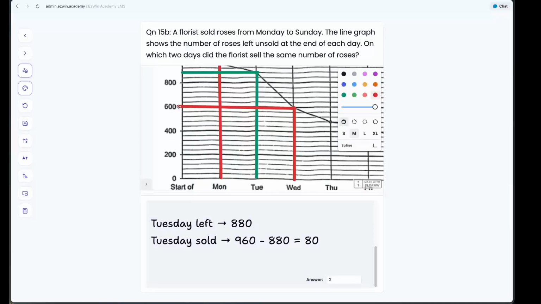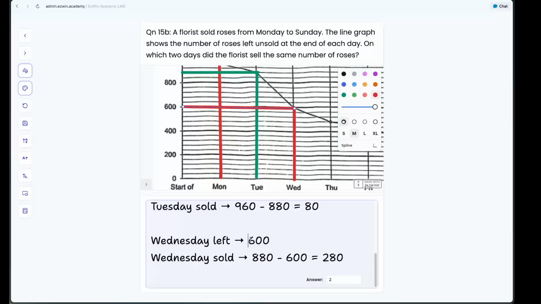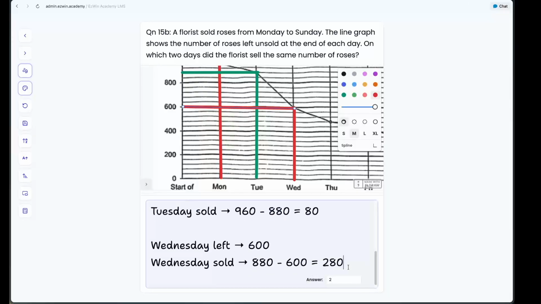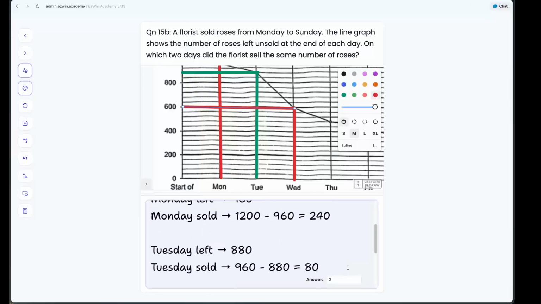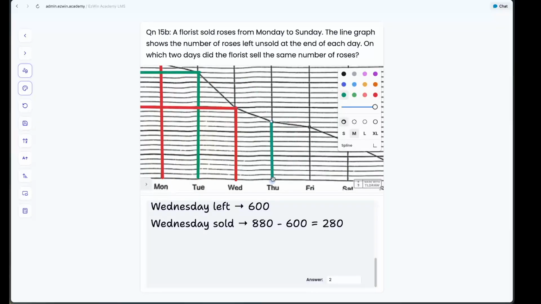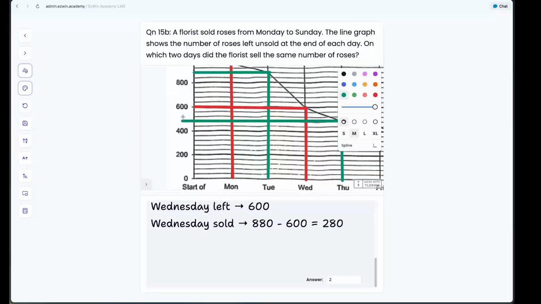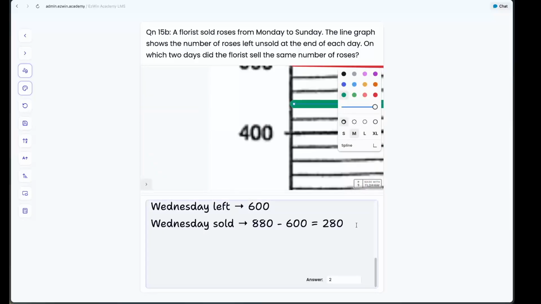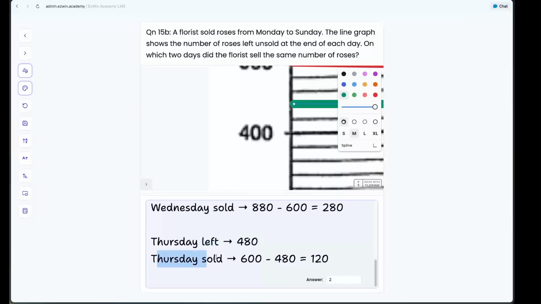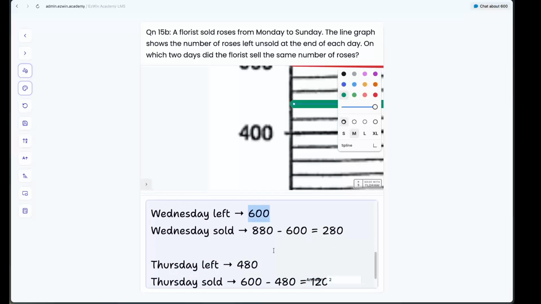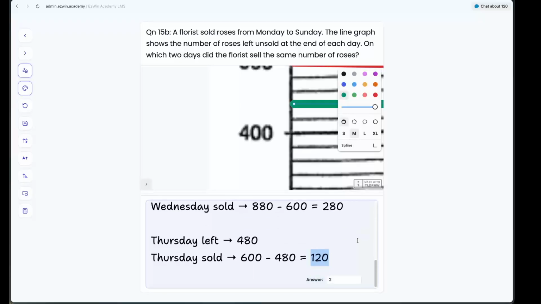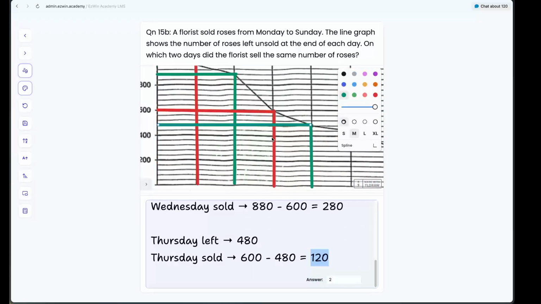The next one is Wednesday. Wednesday is 600, so we are left with 600. We minus from 880, which is Tuesday, 880 minus 600, and this will give us 280. Is it the same with anything? Nope. Let's move on. Thursday over here is somewhere here. If you look at Thursday, it's 480, so Thursday we're left with 480. Thursday sold is 600, which is the day before, minus 480, which gives us 120. Is it the same with any of the days? No. Let's continue to the next day.